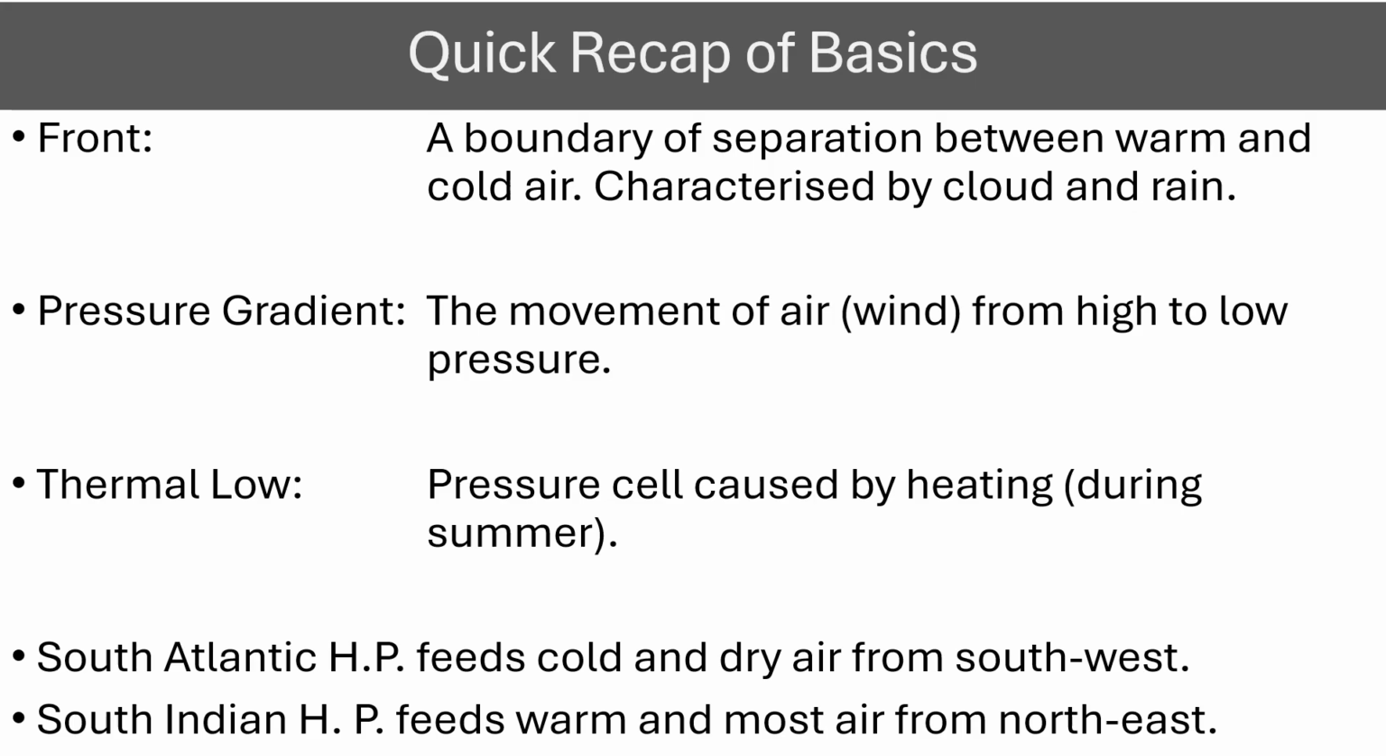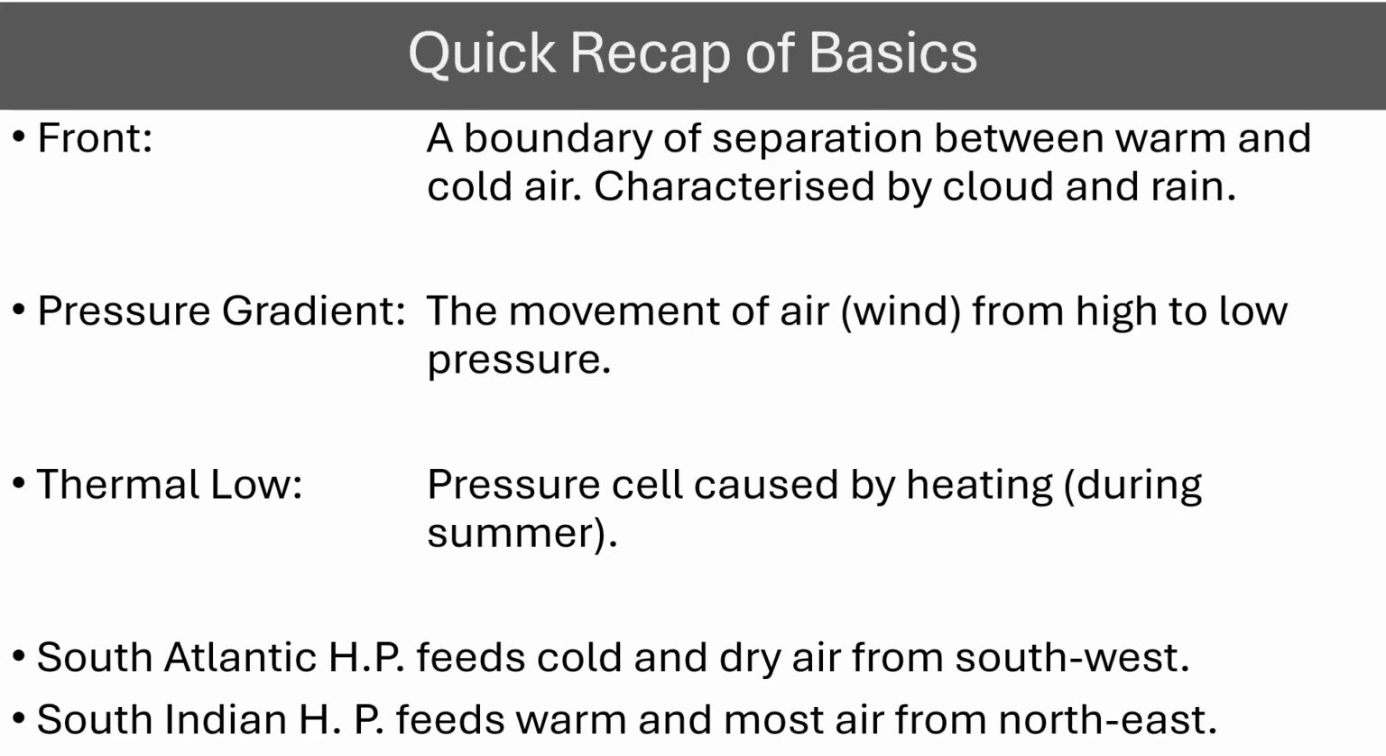The movement of air or wind from an area of high pressure to an area of low pressure is called the pressure gradient. Pressure cells that are caused by intense heating during the summer months, especially over South Africa, these low pressure cells are called thermal lows.